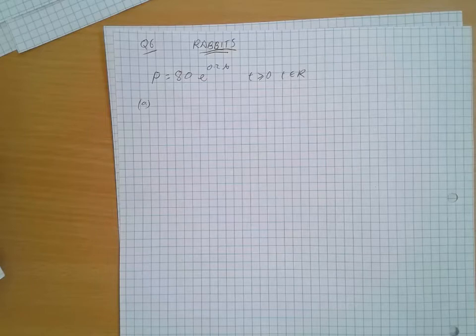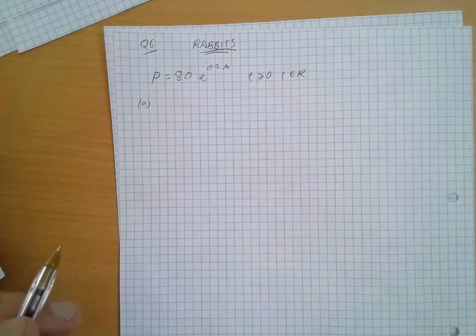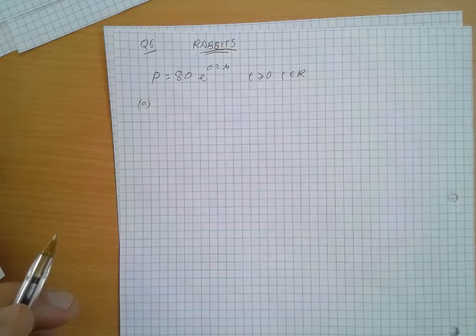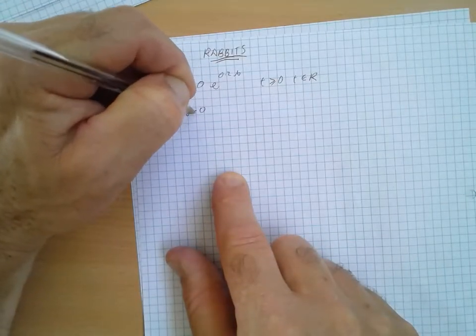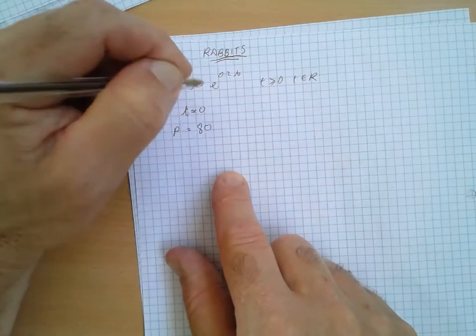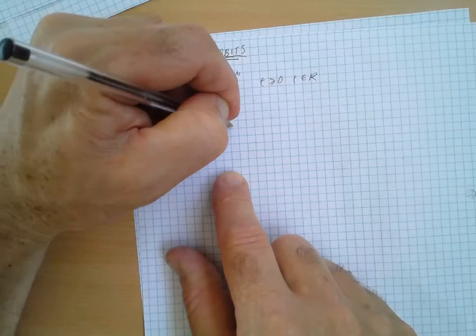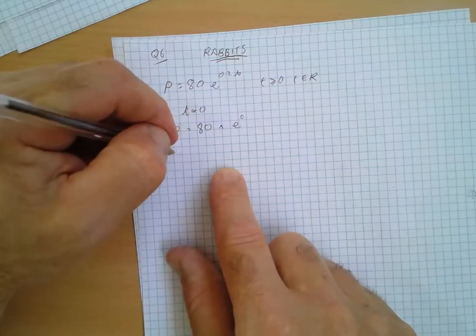Question 6. Now we're starting to introduce a bit of context into these questions, looking at a rabbit population over time. First part, question A, is asking for the number of rabbits that were introduced into the island. Well, if you read the question, t is years after they were introduced, so when they were introduced, t equals 0. That means that the population is 80 times e to the 0. e to the 0 is obviously 1, and so P equals 80.